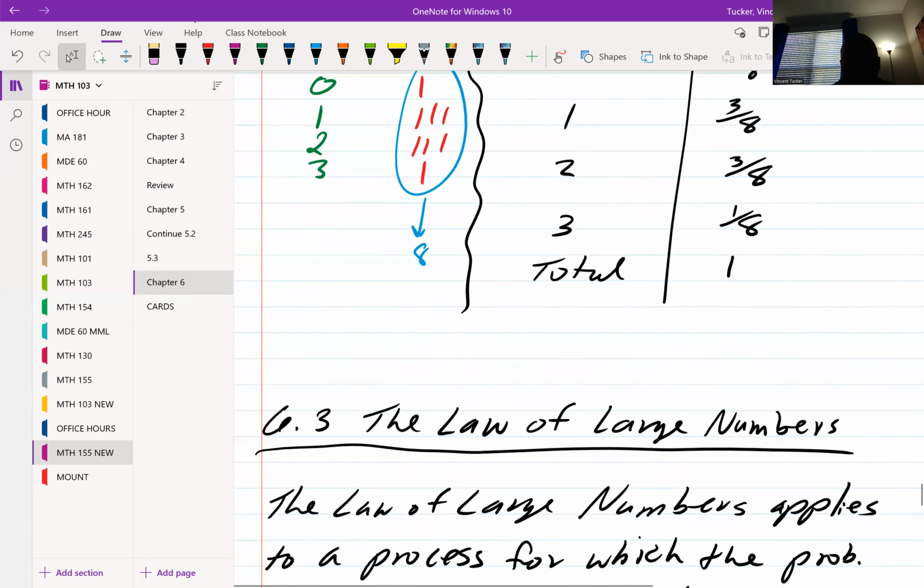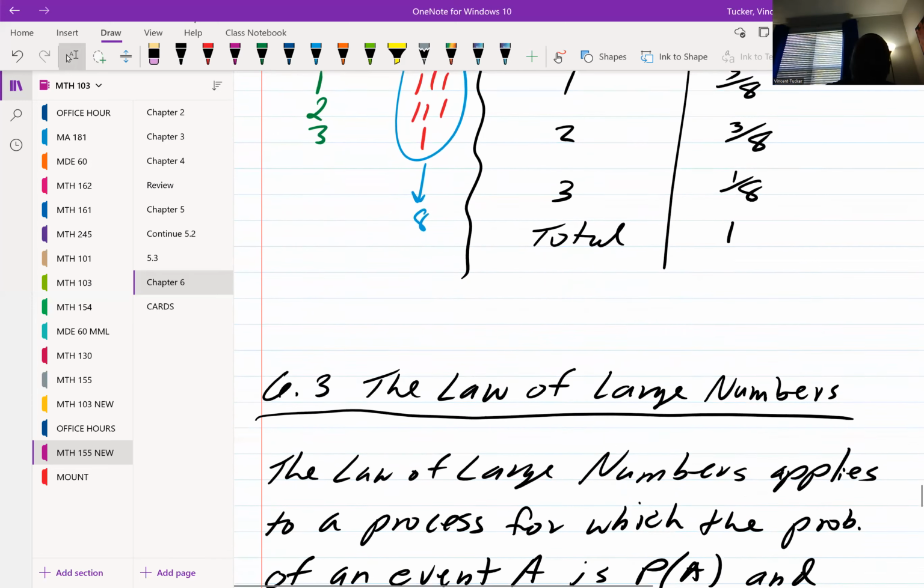All right. So last class, we were able to start 6.3. Got through one or two examples and that was it. So we'll do the same here, looking at the law of large numbers.